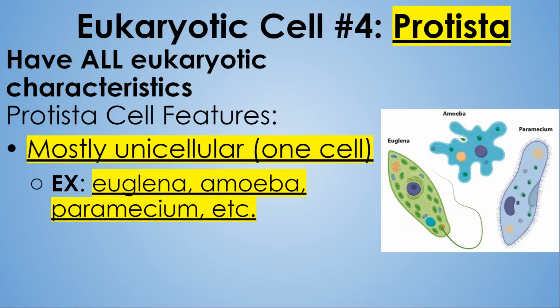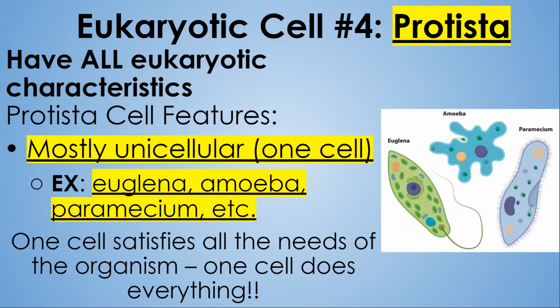Some of them can photosynthesize, like the euglena, but some of them cannot. Some of them have flagella, some of them have cilia for movement, some of them don't. So they're going to have a lot of different characteristics in this kingdom. One cell satisfies all the needs of the organism. One cell does everything because they are unicellular organisms. Their cells are going to be a complete organism, and they're going to do everything for that particular organism.